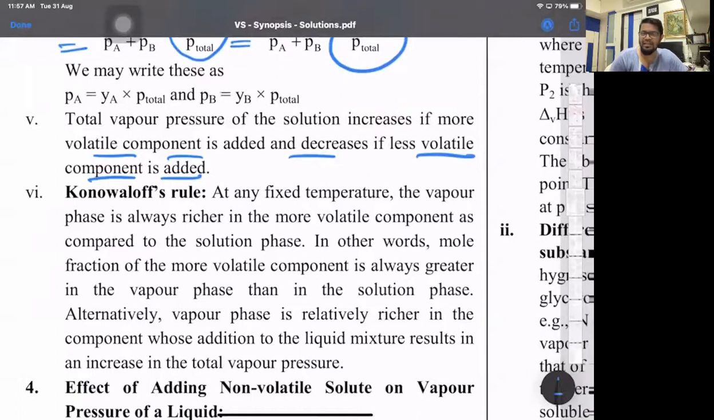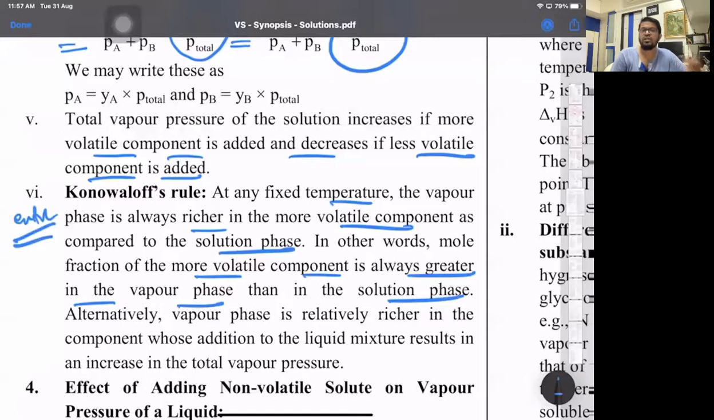Konovalov's rule, that's an extra part we have over there. What it says: at a fixed temperature, the vapor phase is always richer in the more volatile component as compared to the solution phase. In other words, the mole fraction of the more volatile component is always greater in the vapor phase than in the solution phase. In the solution phase, the solute is always less as compared to the solvent, but in the gaseous state, more vapors will come, because the more volatile the compound, the faster the vapors will come.